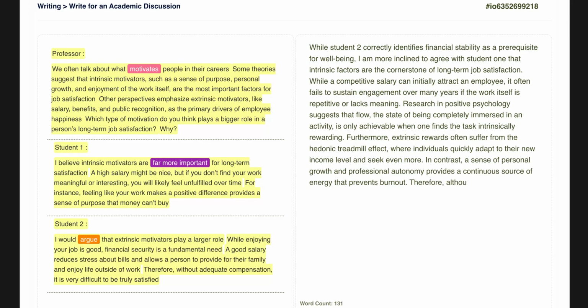Therefore, although a living wage is necessary, it is the internal drive and passion for one's craft that ultimately determine a person's career longevity and happiness. Finally, we wrap up our post with a strong concluding statement. We begin with, therefore, although a living wage is necessary, to show we haven't forgotten the importance of basic needs. Then we finish with our ultimate conclusion. It is the internal drive and passion for one's craft that ultimately determine a person's career longevity and happiness. This brings the discussion back to the professor's question about long-term satisfaction and leaves a strong, clear, final impression.